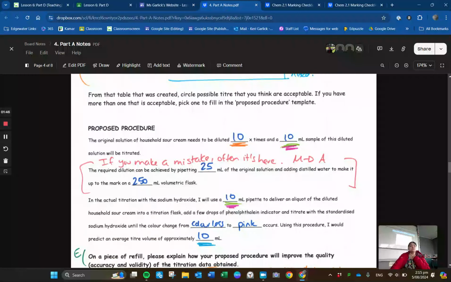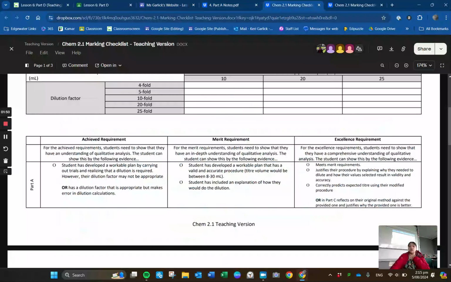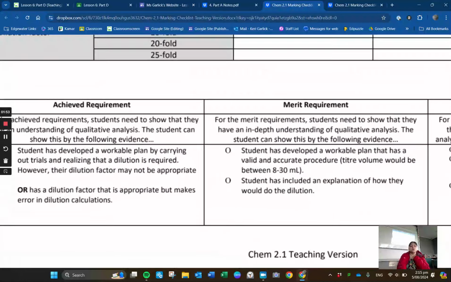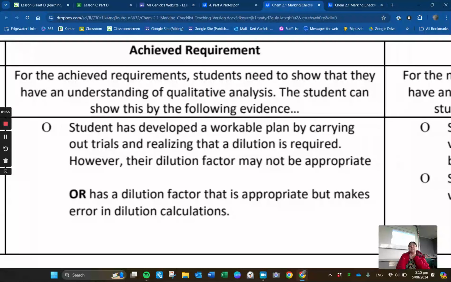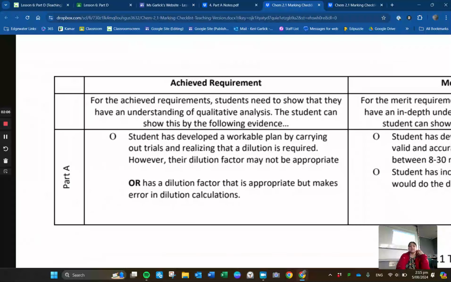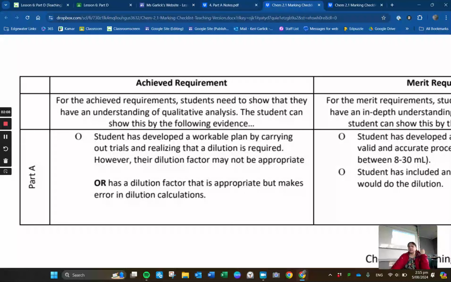For the achieved, it was actually quite easy to get because all I really needed to see for the achieved level was that you developed some sort of workable method and you realized that a dilution was required. Your dilution may not have been appropriate, but it made sense that you needed to do some sort of dilution. So some sort of workable plan, carrying out trials, realizing dilution is required, that sort of stuff.